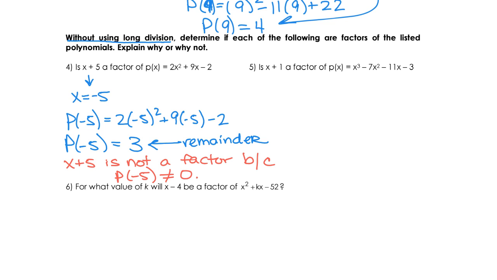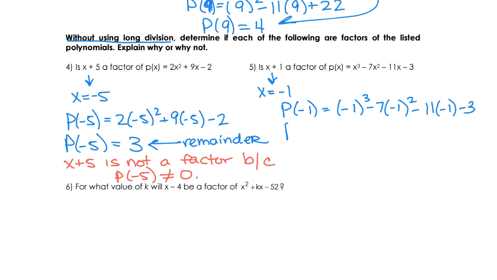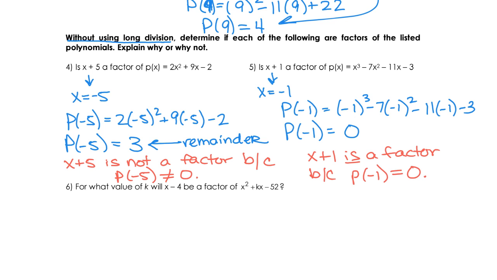Number 5. They want to know if x plus 1 is a factor of this polynomial. So we're going to turn this into x equals -1. And we're going to replace all the x's with -1. And we'll type it in just like we're writing it. And once I type it in and I hit enter, it comes out to be 0. And now I can answer the question. X plus 1 is a factor because p of -1 equals 0. Okay? Which means x plus 1 goes in a whole number of times. Okay, your remainder would be 0.